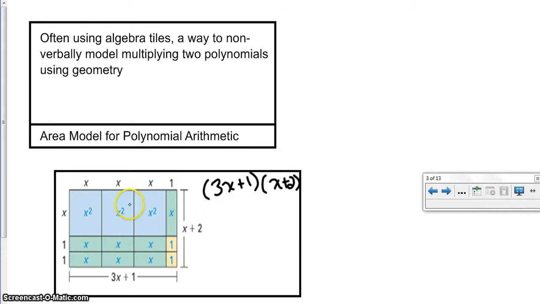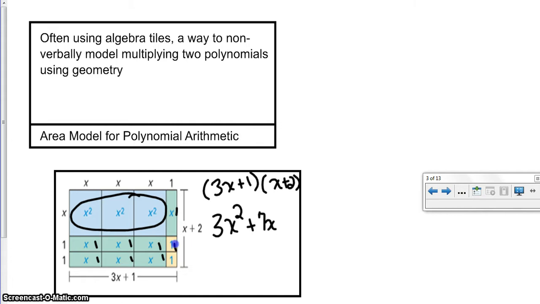So what do we have for partial products? We have 3x squareds, and then we have 1, 2, 3, 4, 5, 6, 7 x's. And then you have 2.